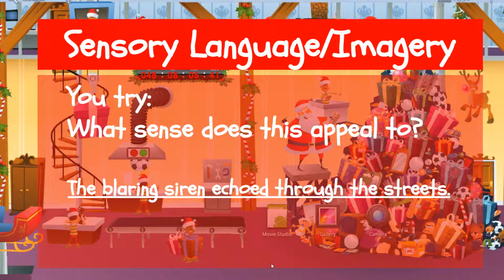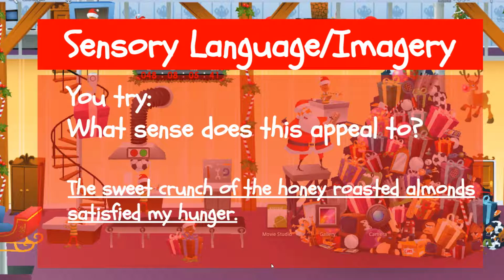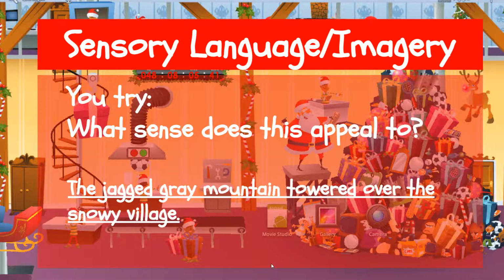Now you try. What sense does this appeal to? The blaring siren echoed through the streets. You try this one. What sense does this appeal to? The sweet crunch of the honey roasted almonds satisfied my hunger. Good, try this one. What sense does this appeal to? The jagged gray mountain towered over the snowy village.